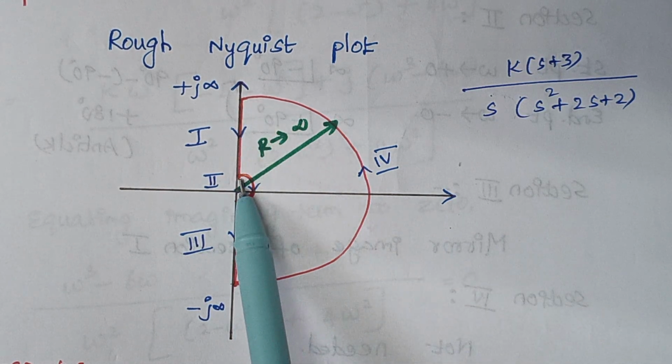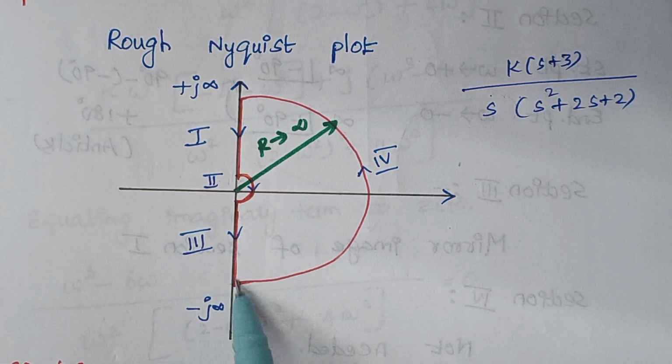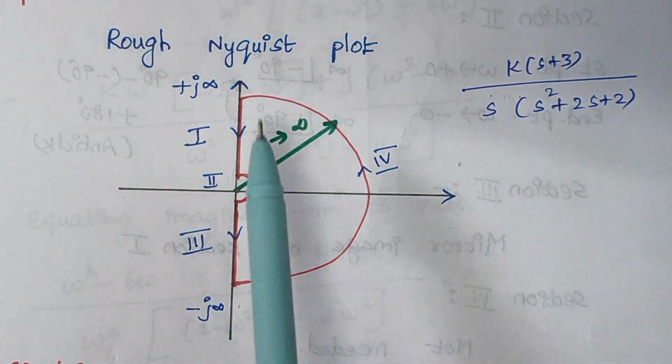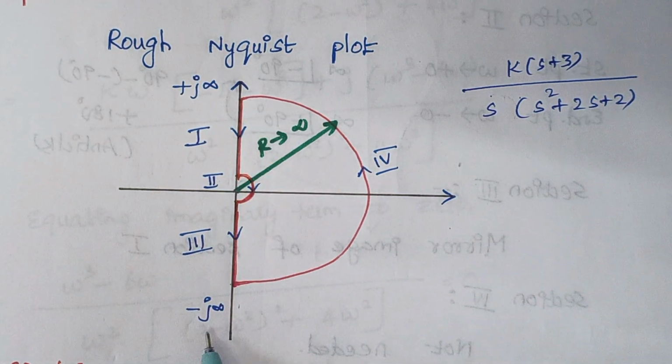Now we are going to divide this into different sections. This is your section 1, this is your section 2, this is your section 3, and this is your section 4, right? And the limits are plus j infinity and here minus j infinity, right?